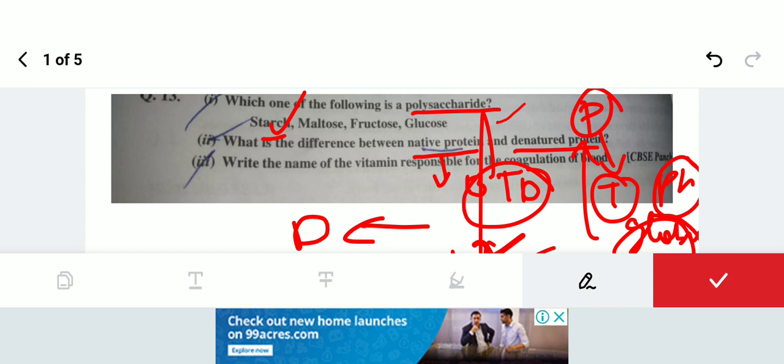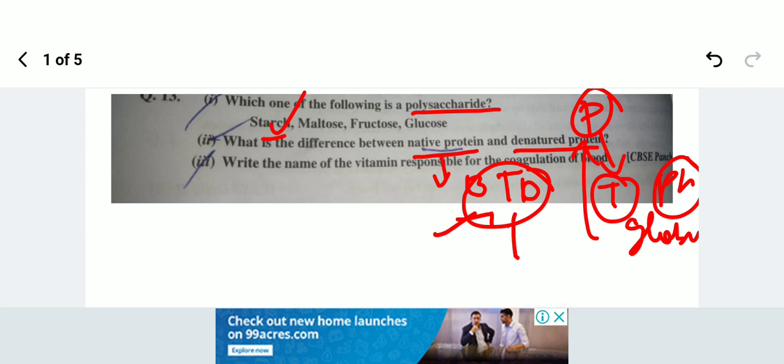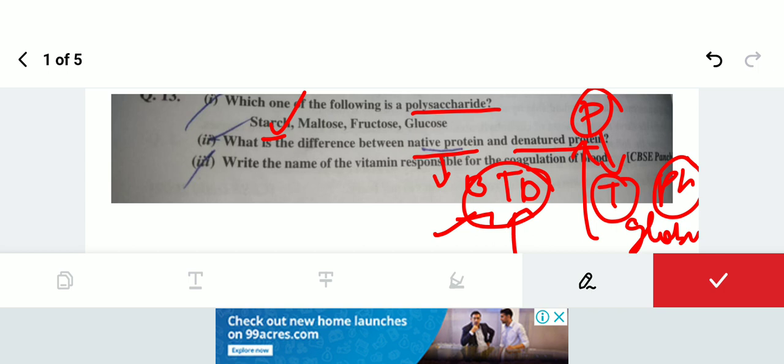Once again, when a protein is subjected to physical changes like change in temperature or change in pH, the hydrogen bonds get disturbed and the globules present in them get uncoiled, and it loses its biological activity. This is called denatured protein. Native protein, you just have to write two points: it is found in a biological system, it has its own 3D structure, and it has its biological activity. That is the difference between native protein and denatured protein.